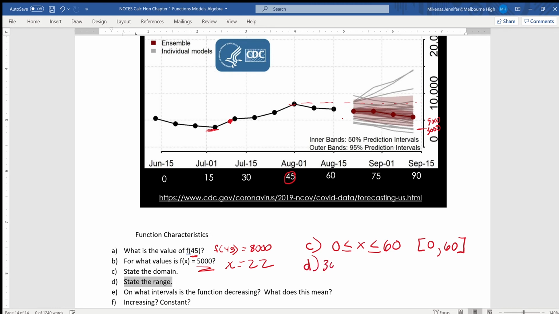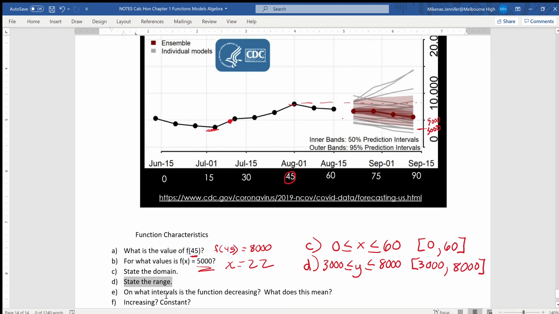So we're going to say 3,000 is less than or equal to y, which is less than or equal to 8,000. Make sure you use y if you're referencing the range, but if you're going to use interval notation, you don't need to choose your letter. And we'll use brackets because we are including those endpoints because we have points at that lowest and highest value.